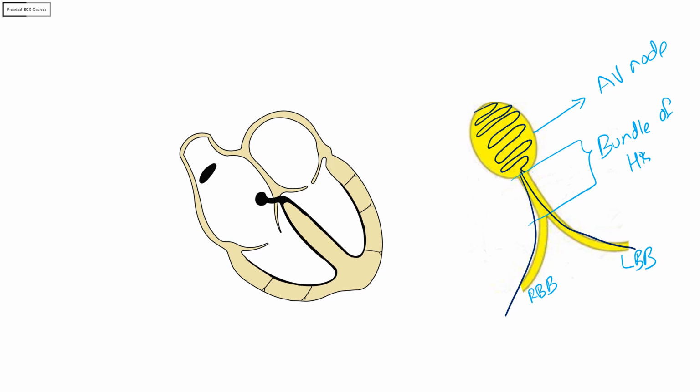What happens if the SA node does not spontaneously depolarize and produce a wave of depolarization? Then one of the subsidiary pacemakers takes over and produces an impulse. This could be from the atria, from the junction, or from the ventricles. This is called the concept of protection. It means that even if the primary pacemaker fails, one of the subsidiary pacemakers will take over and start spontaneously depolarizing the heart. There are other aspects to the concept of protection. We will discuss them in detail when I do a talk on arrhythmias. For today's discussion, this is enough.